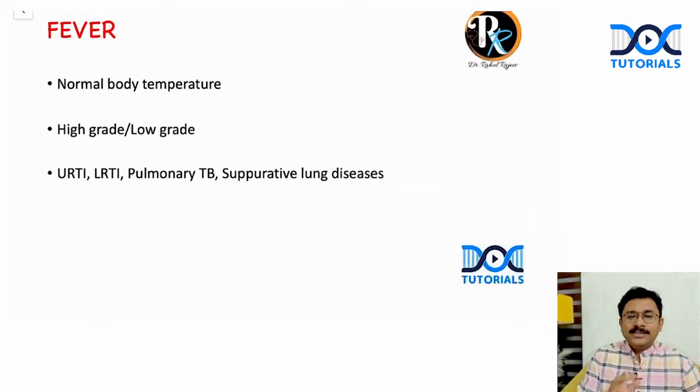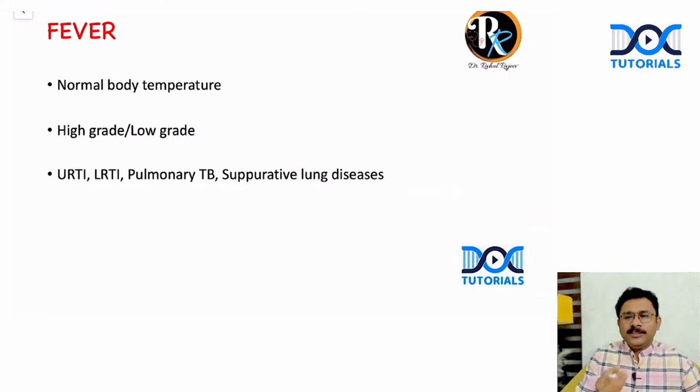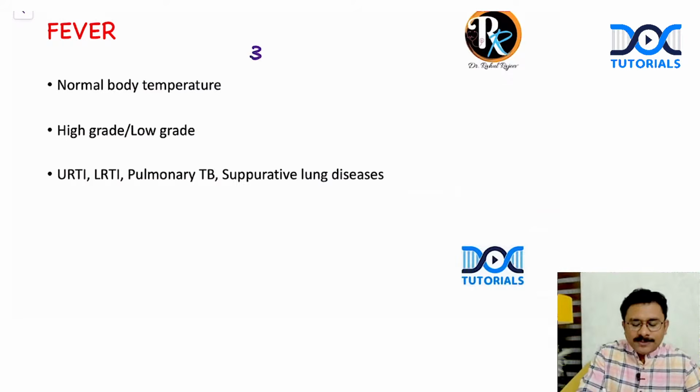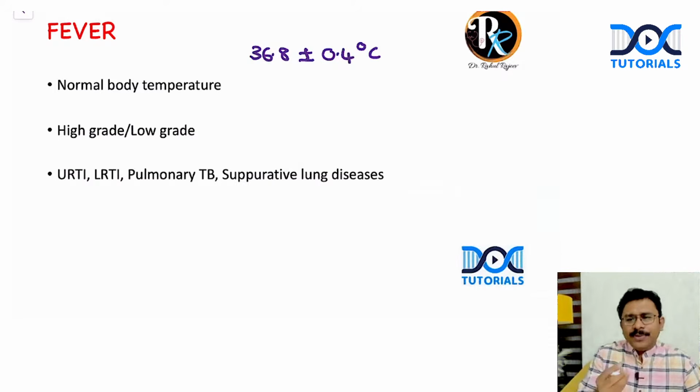Now another point is regarding fever. Fever is again a common symptom, especially when you have pneumonia, tuberculosis, maybe lung abscess. The patient can present with fever. And what is the normal body temperature? 36.8 plus or minus 0.4 degrees Celsius. This is a value that is given in Harrison. Certain textbooks can have slight variations, but I'm just quoting what is given in Harrison. Or I can say 98.2 plus or minus 0.7 degrees Fahrenheit.